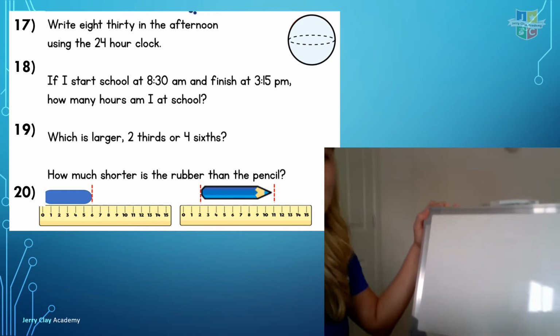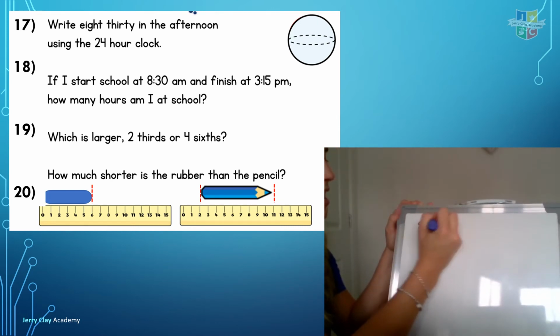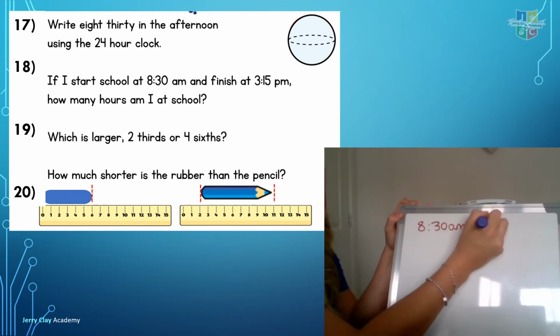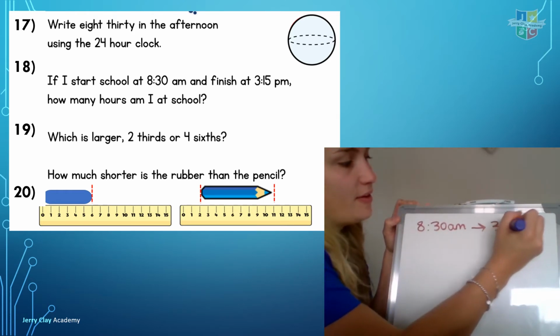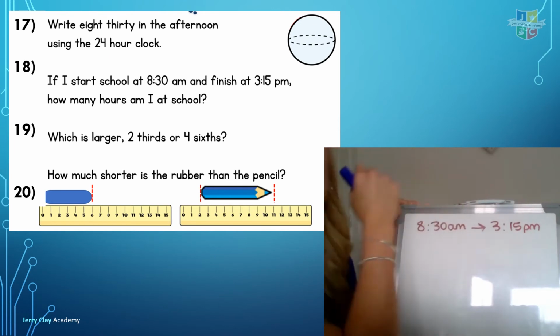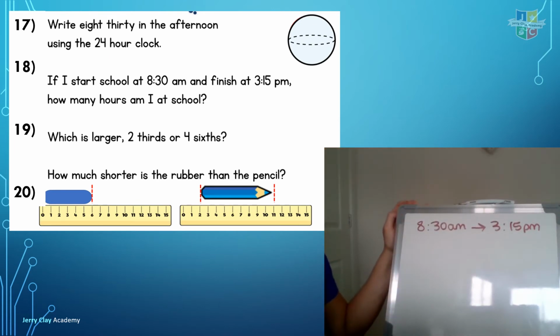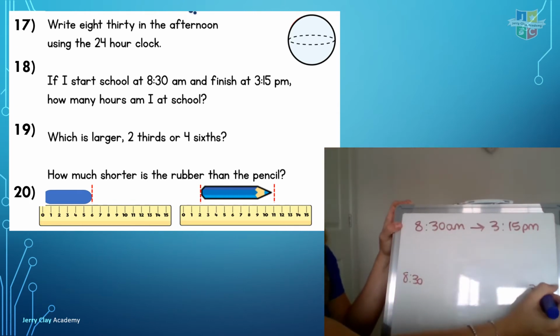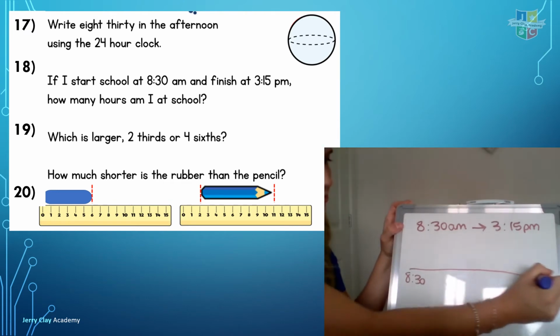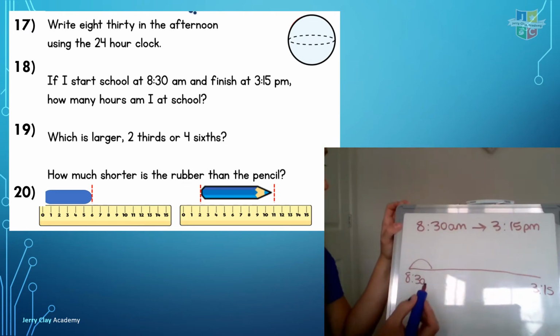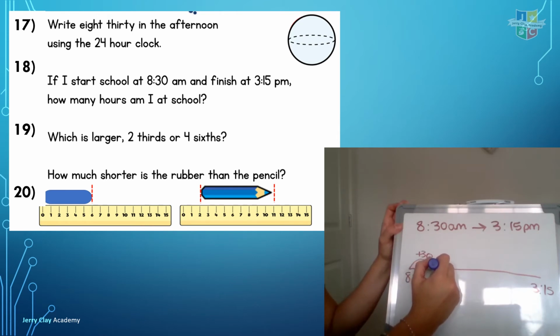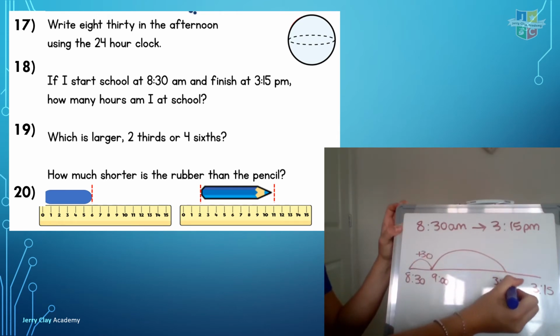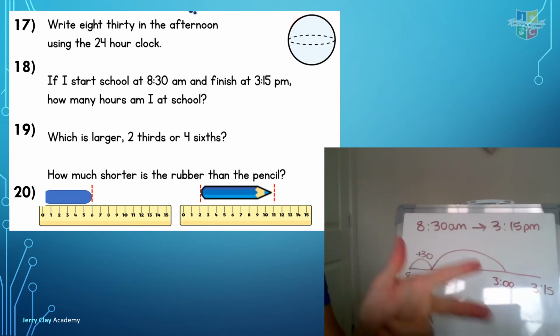The next one, if I start school at 8:30 AM, so 8:30 in the morning, and I'm at school till 3:15 PM, so in the afternoon, how long am I at school for? Well, we could put it on a number line almost, so we could do 8:30, 3:15. We could go how many minutes to the next hour? So it's going to be 30 minutes, and that would take me to 9 o'clock in the morning. Now I could go to my next hour, so I could go all the way up to 3 o'clock in the afternoon. So I could go 9, 10, 11, 12, 13.